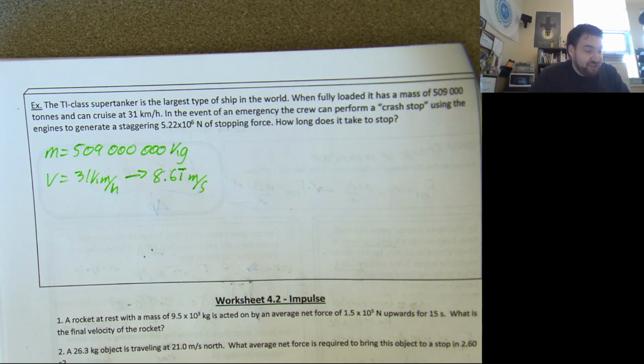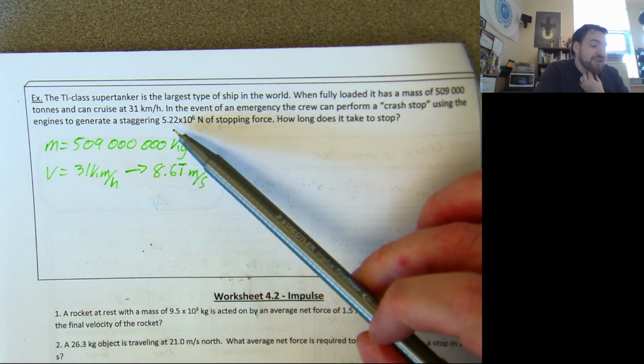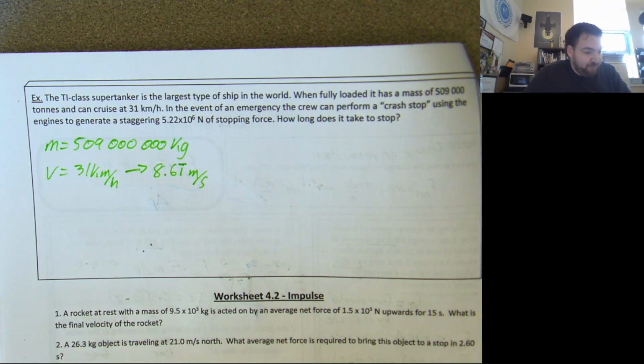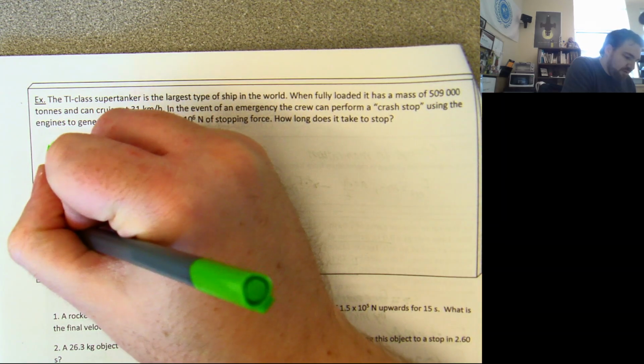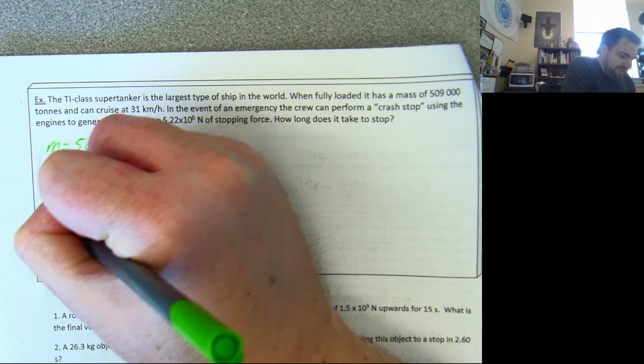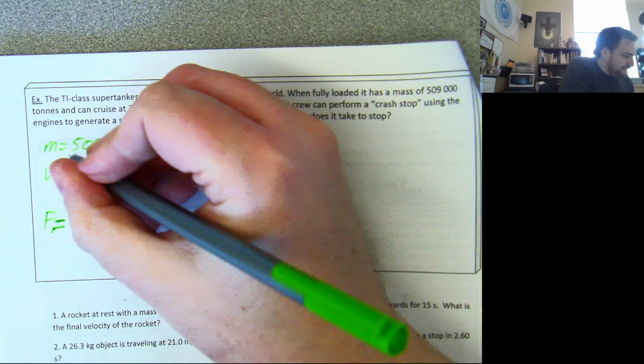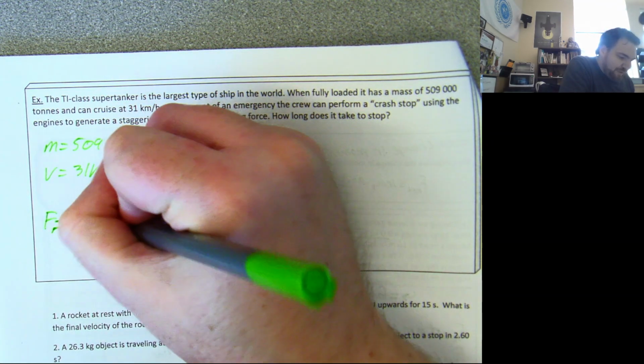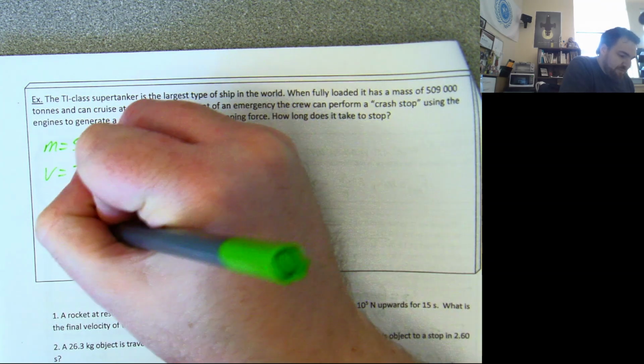The engines on this ship are massive. They generate something like 5.22 times 10 to the 6 newtons of stopping force. That is 5 million, that is 5,220,000 newtons of force.